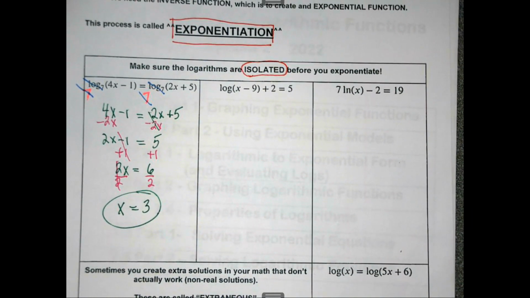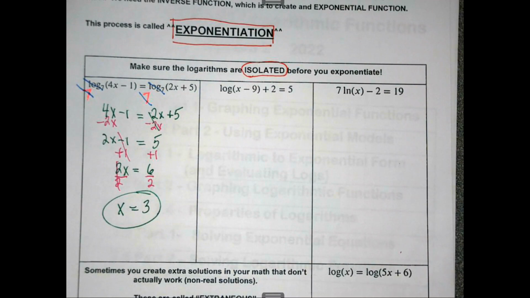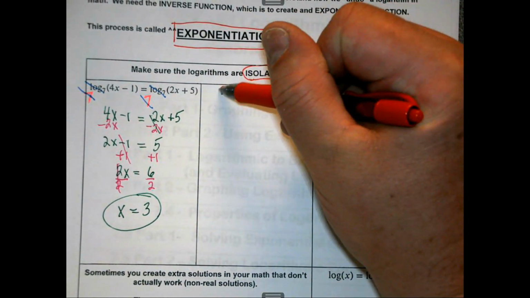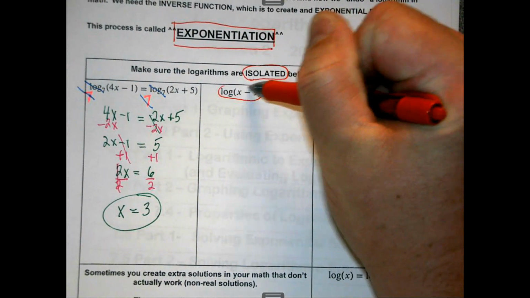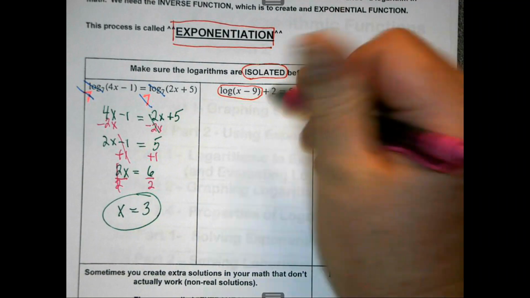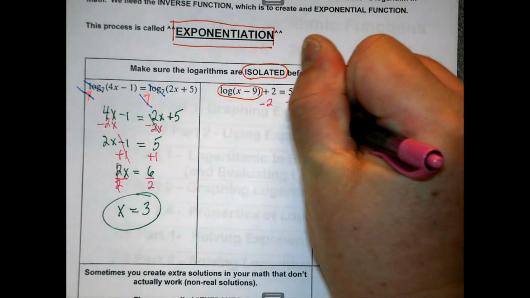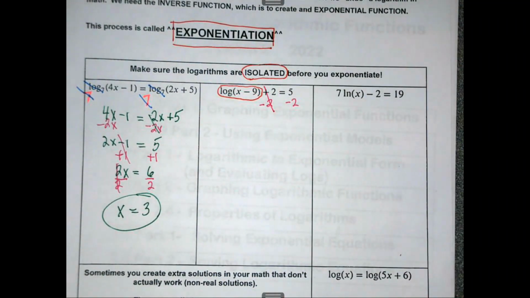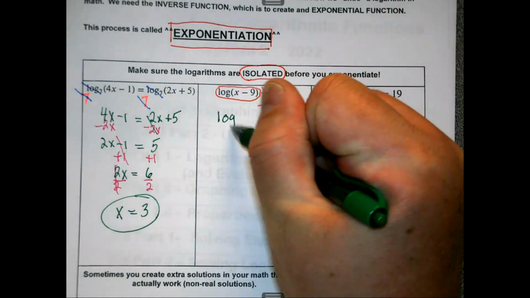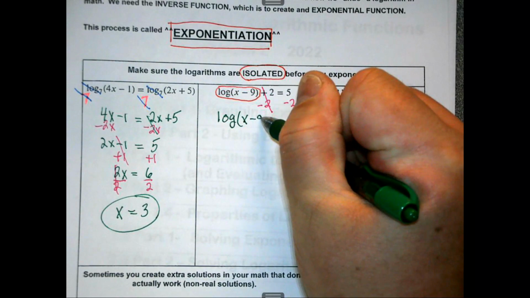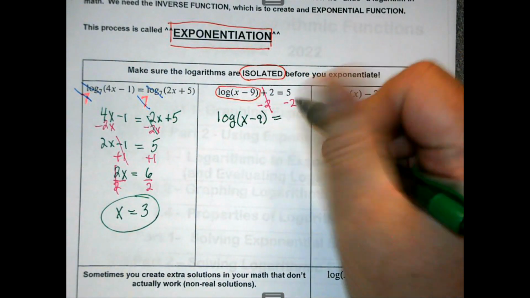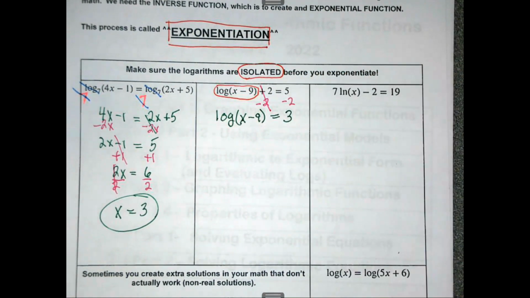Okay, next, any questions? Next one, we have to isolate my log term, right? So I'm going to subtract 2 from both sides first. I got to get rid of that 2. So I'm left with log of x minus 9 equals 5 minus 2, 3.